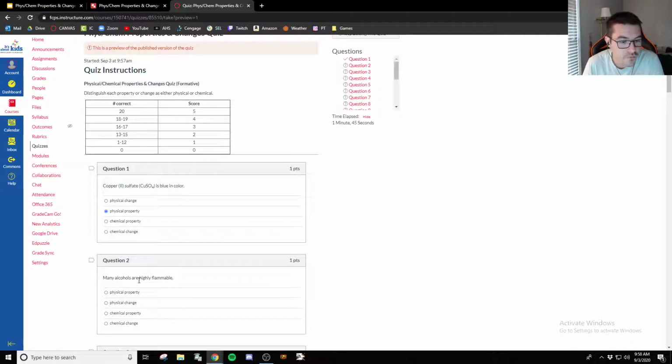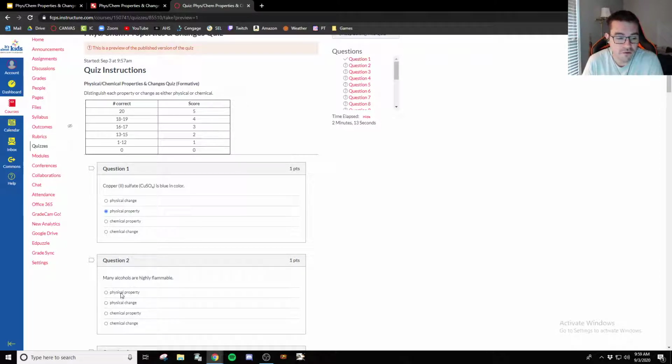All right, question number 2. Many alcohols are highly flammable. Flammable means that they catch on fire easily. So once again, is this a change or a property? Well, it doesn't say that it's actually burning. It just says that many alcohols can catch on fire easily. So once again, this kind of sounds like a description. So I think this is probably a property.